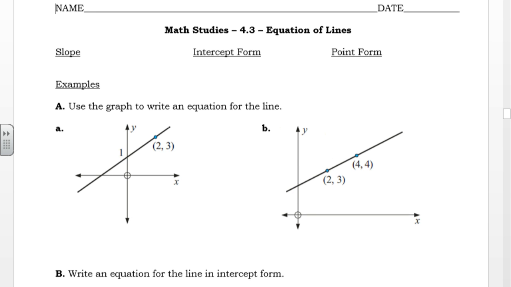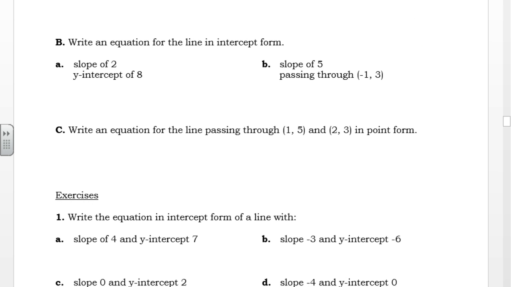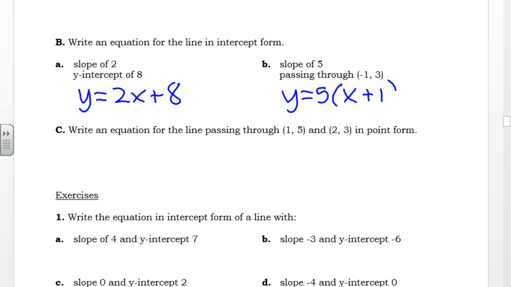So, scrolling down to example B, it's just another written equation, and it's giving me the information. I'm going to choose intercept form for this one. Slope plus intercept, just looks like that. And I'm going to choose point form for this one. x minus x1 plus y1. Now the equation is x minus x1, so I chose to do a minus negative and turn it into a plus. And then the last one is giving me points.